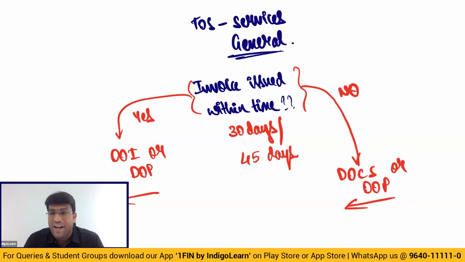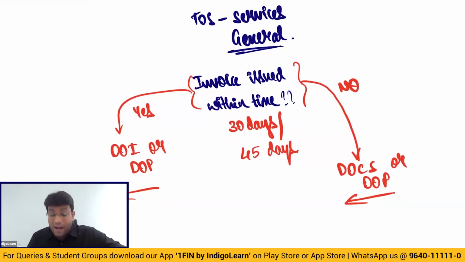One student is asking one doubt. DOP is same rule as goods DOP, sir? Yes, my dear friends. Date when payment is entered in books or debited in bank, whichever is earlier, if it is RCM. If it is not RCM, date when payment is entered in books or credited to bank, whichever is earlier.